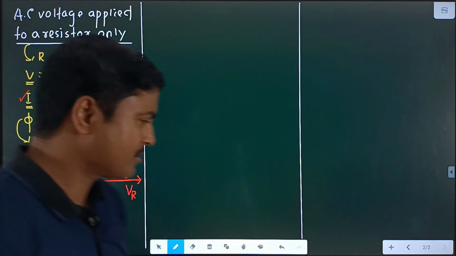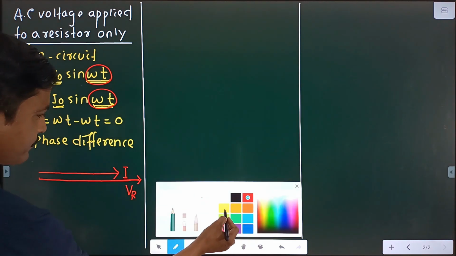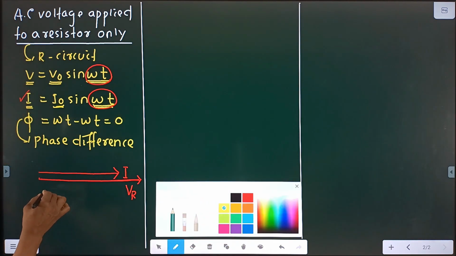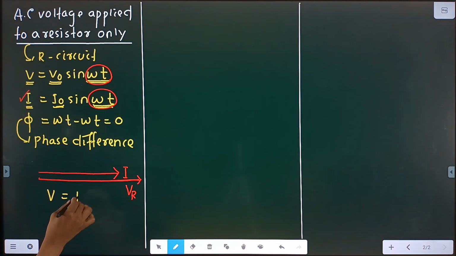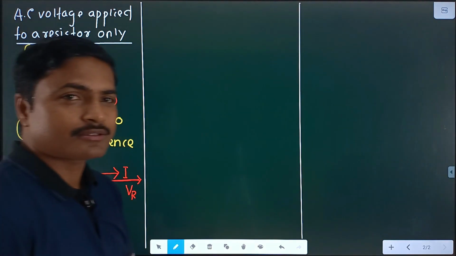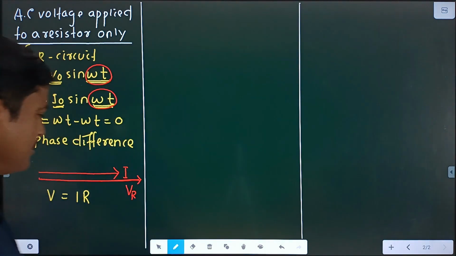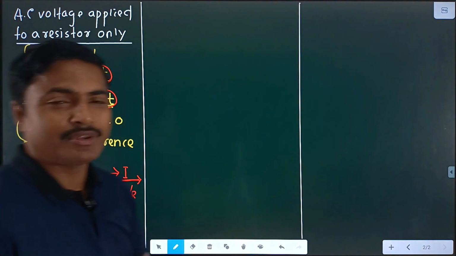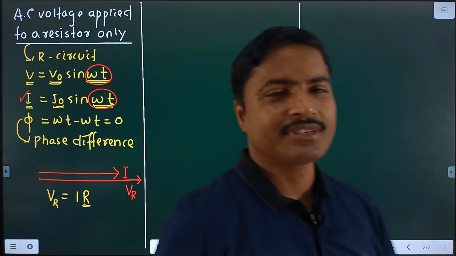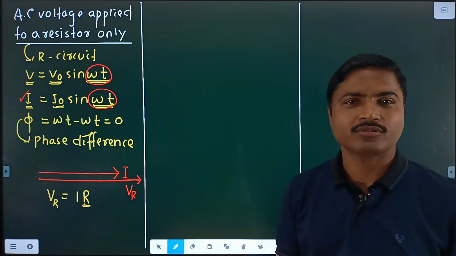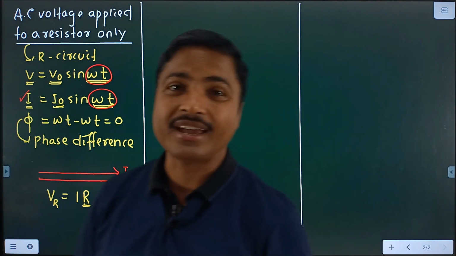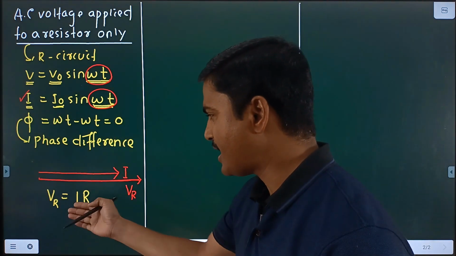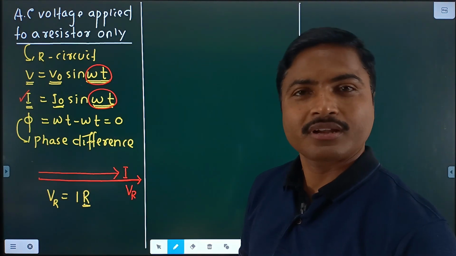Clear? And here from Ohm's law, we write V is equal to IR. You know that is Ohm's law. Here V is the applied voltage, and your circuit is the R circuit, so in place of V, we simply write VR. Clear? And here R is the resistance. Resistance means simply the opposition to the flow of current by a resistor. That is known as R. R is the resistance. Clear?